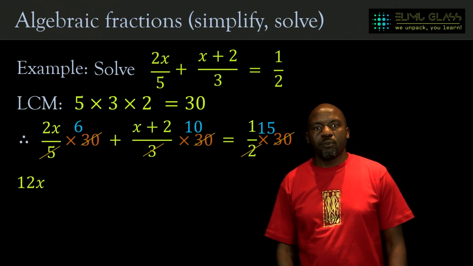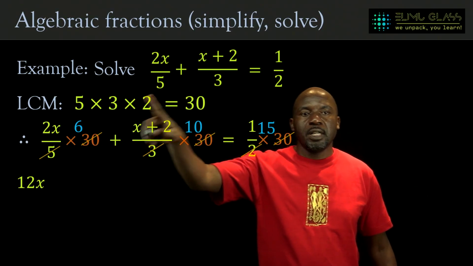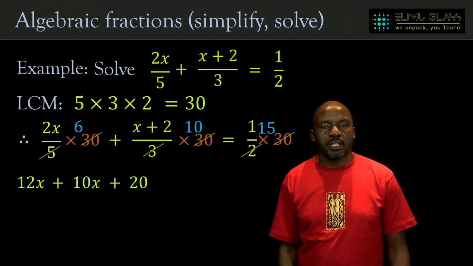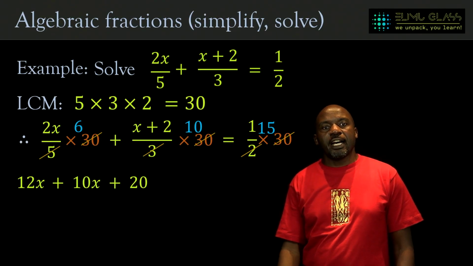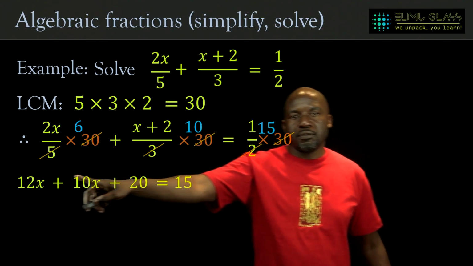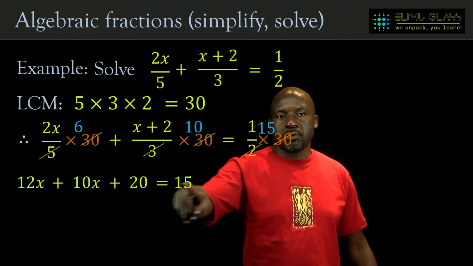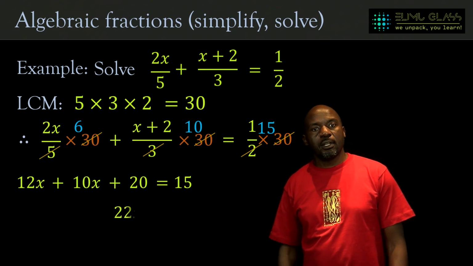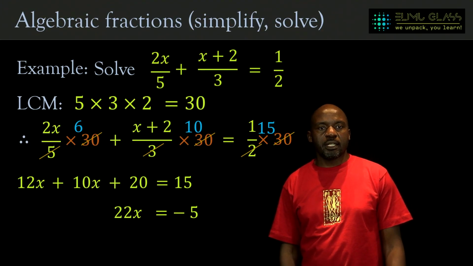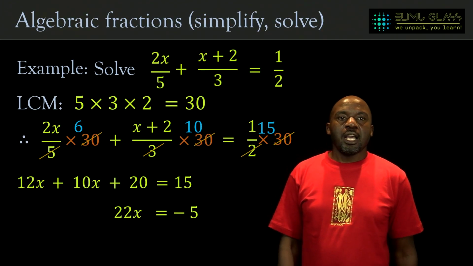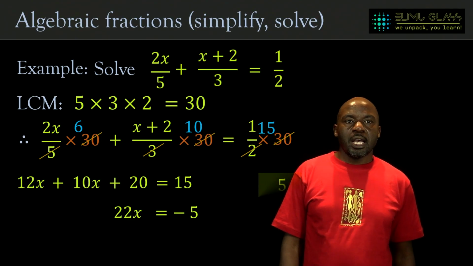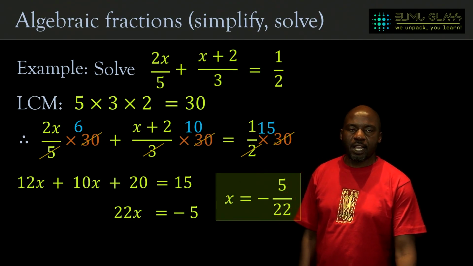Okay, and so what do we end up with? 12x from the first term. This becomes 10 into x plus 2, which is the same as 10x plus 20, and that is equal to 15. And so I can rearrange. This gives me 22x, and 20 goes to the other side and becomes negative 5. I hope this is not a big deal. You're okay with it. So we end up with negative 5 on the right-hand side. And so x is equal to, divide both sides by 22, and the value of x is negative 5 over 22.